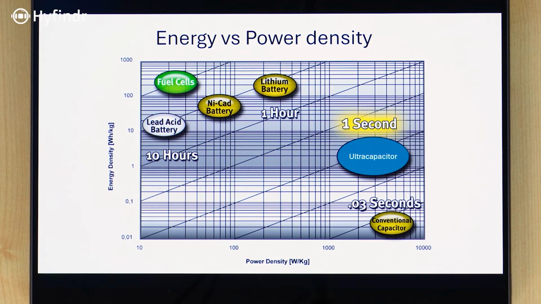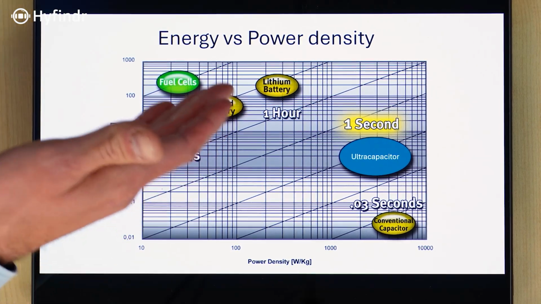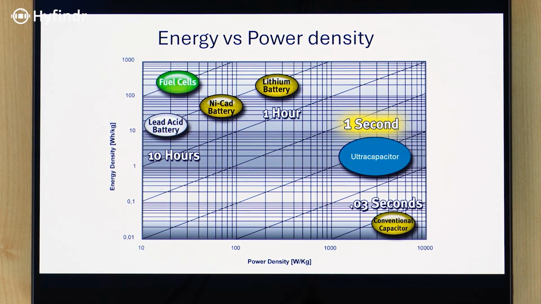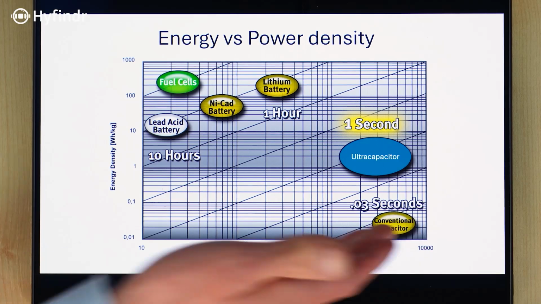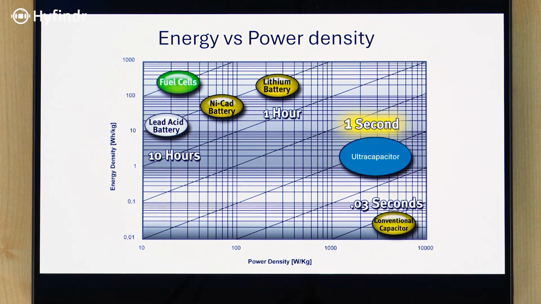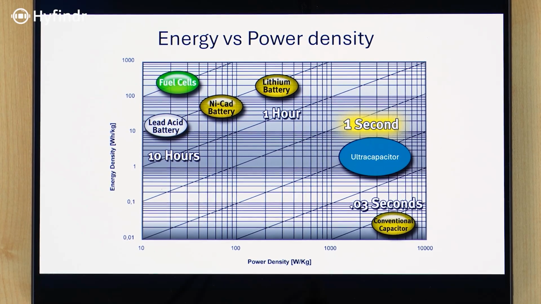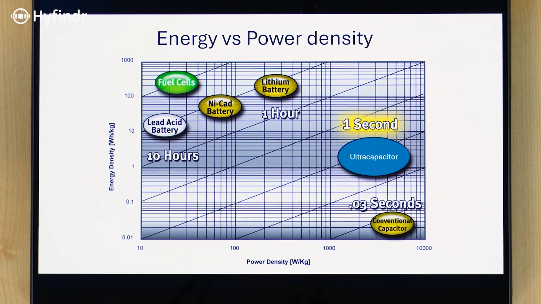If you look at a capacitor, then the ultracapacitor can store energy, but it's less than compared to batteries or fuel cells. Still, it has much more capacity than conventional capacitors. So it's somewhere in between, and usually what we see is that a supercapacitor can be a very interesting technology for capturing regenerative energy or for applications where you need very high power during a short time.